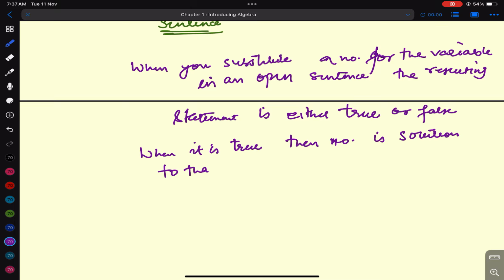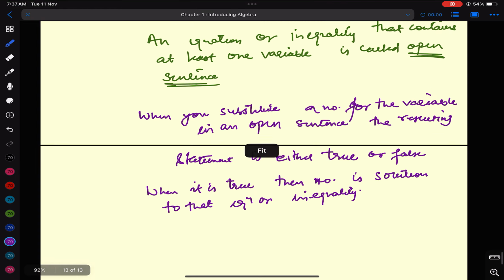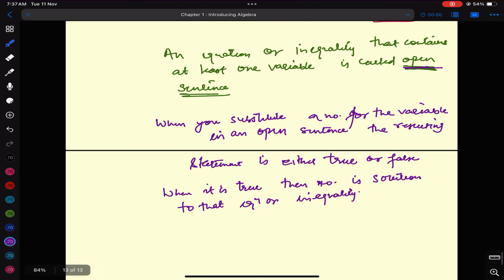Why am I writing both? Because an open sentence is formed from either of them. It can be an equation or an inequality. That's why if it turns out to be true, it is a solution of that equation or inequality which formed the open sentence. Clear? Okay.